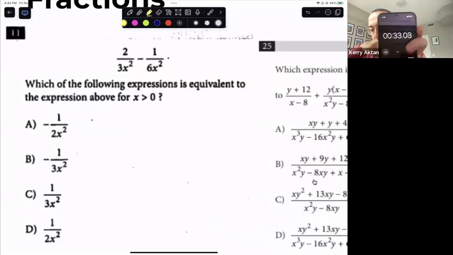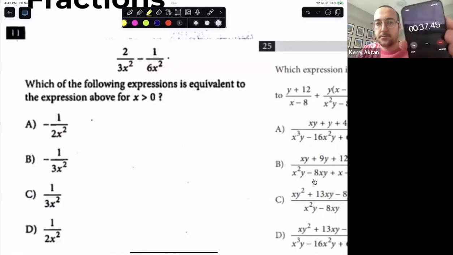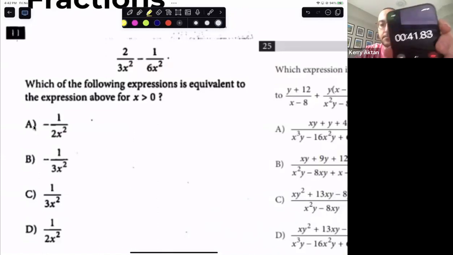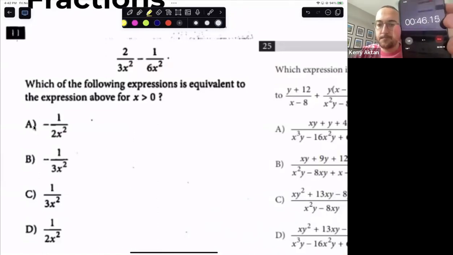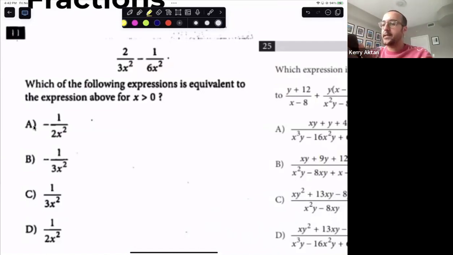A little longer. Brooke, what are we getting for this one? Other Brooke, what are we getting for this one? Good. All right, guys.